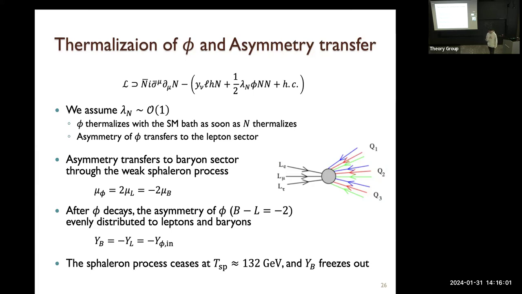So there's a genuine thermal mass for phi induced by loops. That is a further lambda squared T squared, right? You mean after thermalization? Yes. After thermalization, there is a thermal potential. There is a thermal mass. And that doesn't stabilize your mechanism.